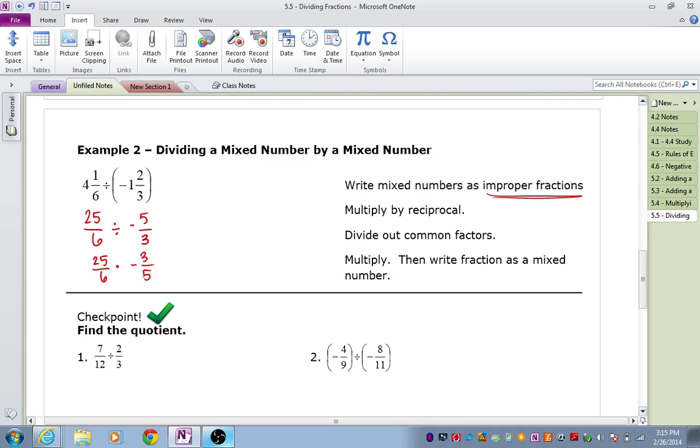Okay, multiplication question now. Divide out your common factors. 5 goes into 5 once. 5 goes into 25 5 times. 3 goes into 3 once. 3 goes into 6 twice. So I have 5 times -1. I'm going to ignore the negative for now. Sorry, 5 times 1 is 5. 2 times 1 is 2. And a positive times a negative is a negative. And then finally, we want to write it as a mixed number again. So that would be -2 1/2.